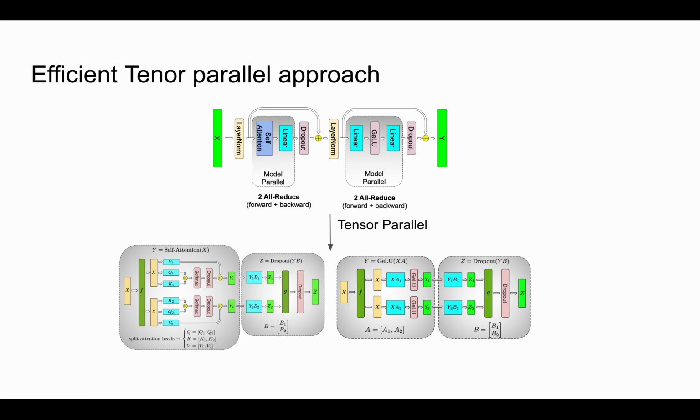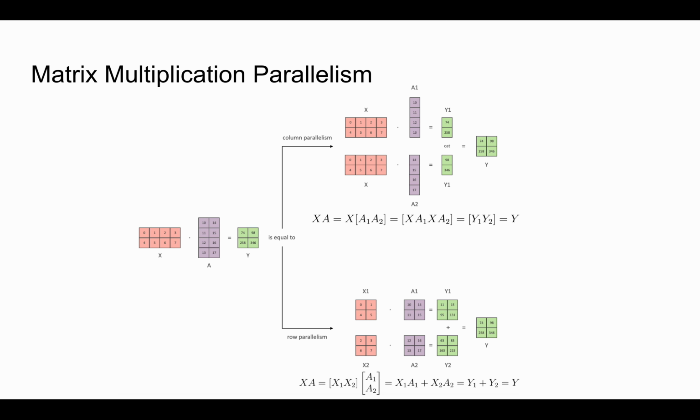In the Megatron-LM paper, they introduced an efficient tensor parallel approach to train transformer-based models like GPT or BERT. Before we get started, let's look at two types of matrix multiplication parallelism, which is the basic concept of Megatron-LM.